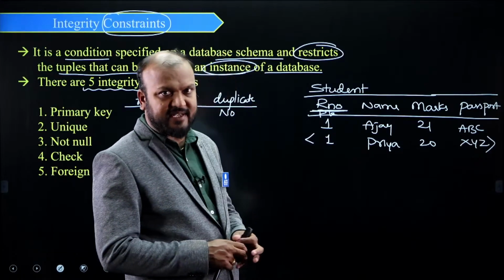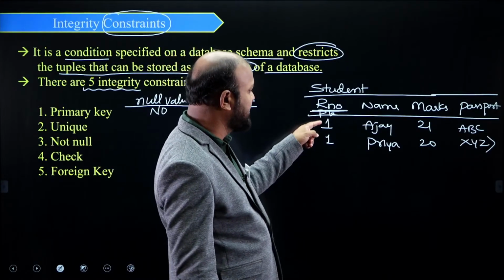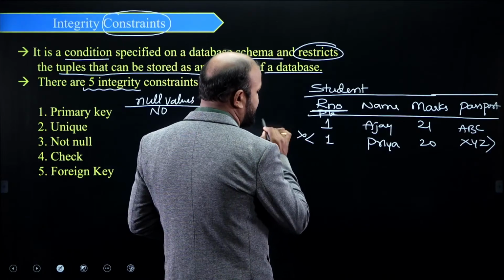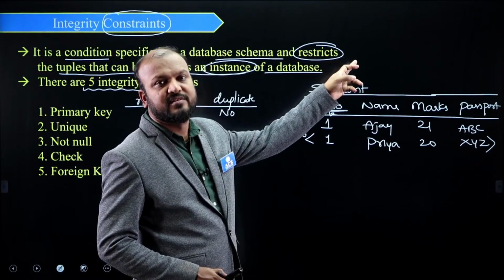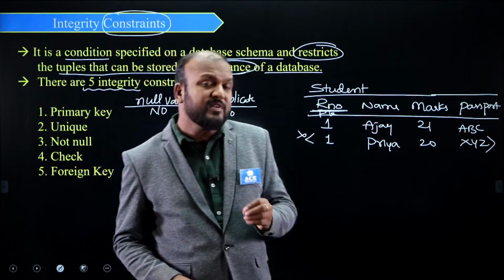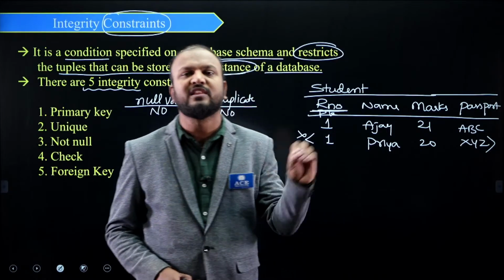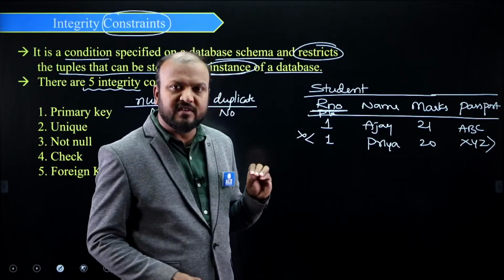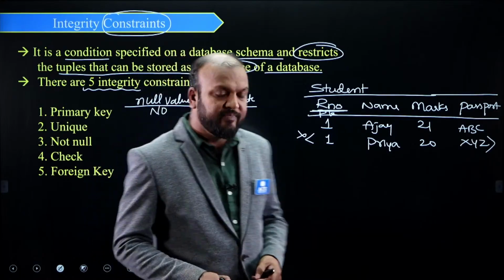If that roll number is declared as a primary key, as we know, a primary key will not allow duplicates and null values, but here we are storing a duplicate. If a duplicate is there, this insertion is going to be rejected. That's what we said, it is going to restrict. It means it rejects the tuples that can be stored as an instance of a database. When a tuple is going to be inserted, if the tuple satisfies all the integrity constraints mentioned on the database schema, then only it is going to be inserted, otherwise it will not be inserted. Okay, fine.